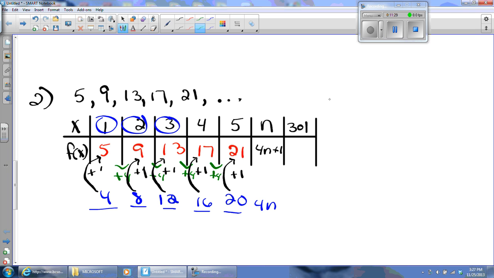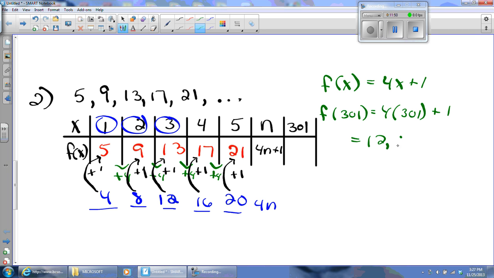My equation will be f of x equals 4x plus 1. To find the 301st one, I'd put 301 in here. It'll equal 4 times 301, and I will add 1 to whatever I get. Well, I believe that'll be 1,204 plus 1, which will be 1,205. And there you go. Piece of cake.